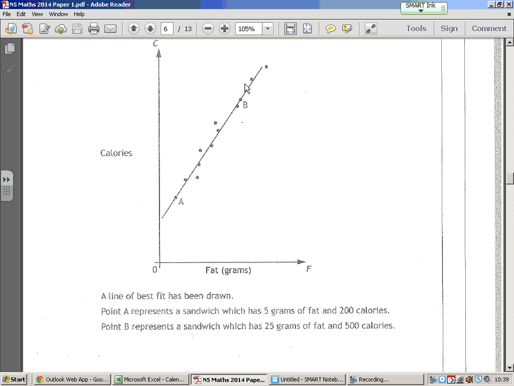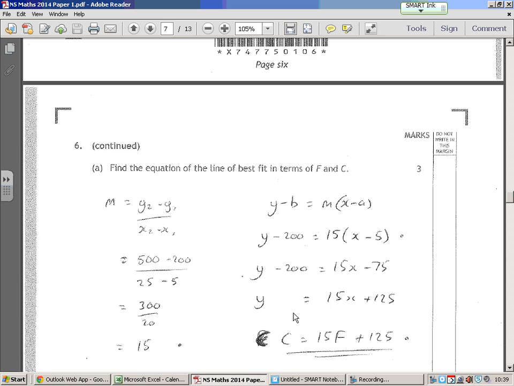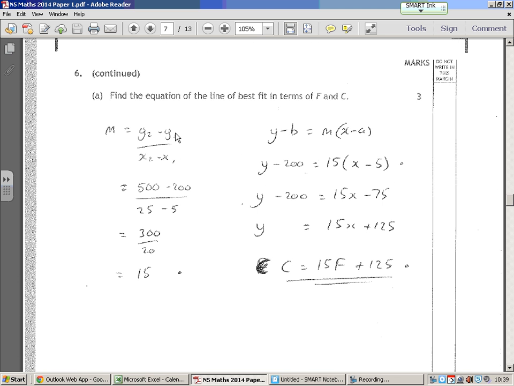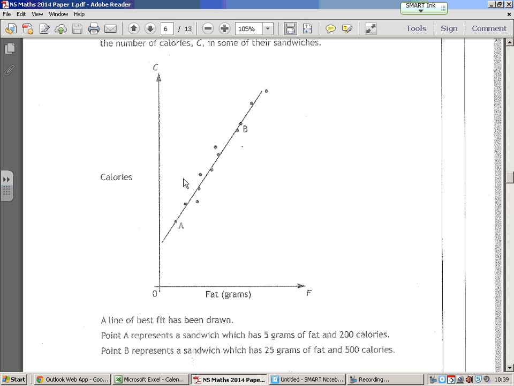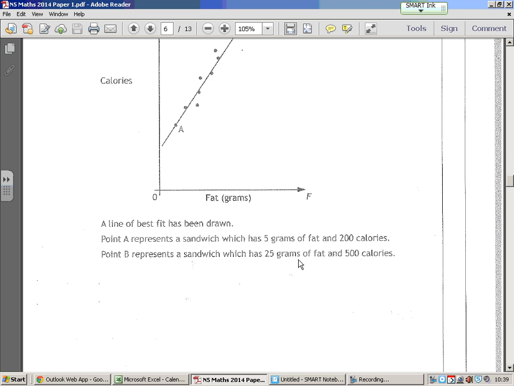So here's our line of best fit. We're asked to find the equation of the line. To do that, we need two things. We need the gradient and we need a point on the line. So to find the gradient, it is y2 minus y1 over x2 minus x1. Remember here, y is c. I've just renamed the axes because it's calories in the context of the question. So I've got x1, y1, x2, y2.